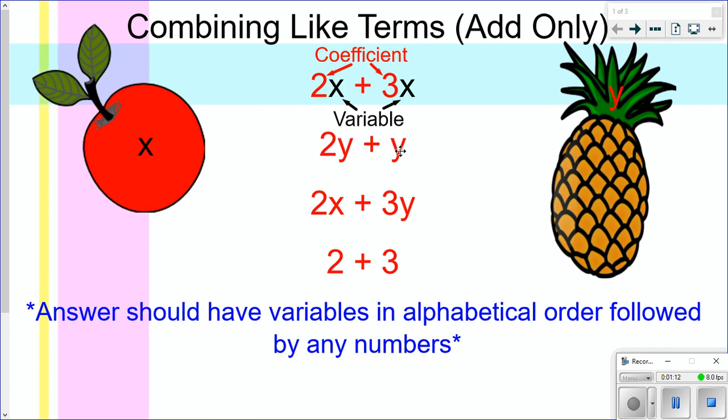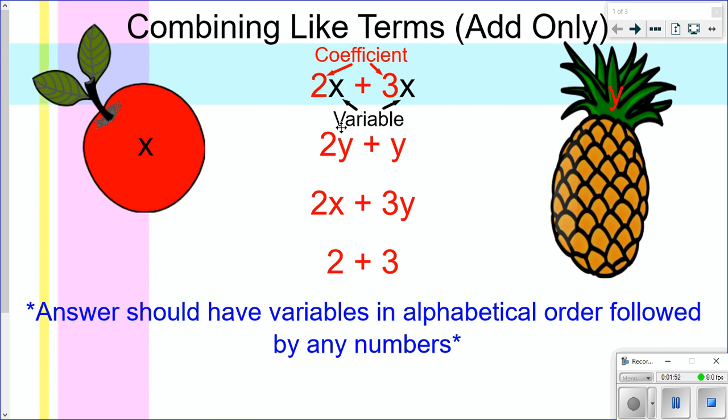All right, so you might be wondering, why is there an apple and a pineapple on the screen? Good question. When I teach this, I like to talk about apples and pineapples. You can combine apples together. So if I go to the store and buy 2 apples, and then I buy 3 more apples, I have a total of 5 apples. But you cannot combine together an apple and a pineapple. So if I have 2 apples and 3 pineapples, I can't say I have 5 of something. You can't combine them together. You would just say I have 2 apples and I have 3 pineapples.